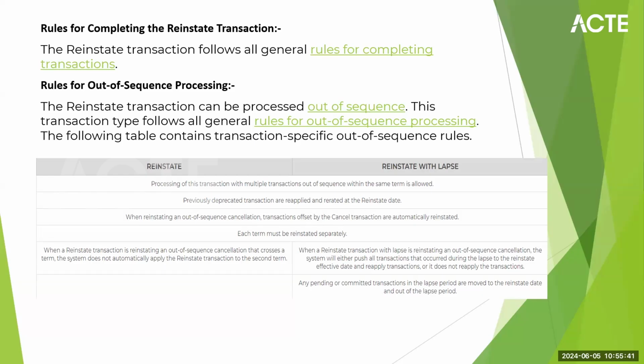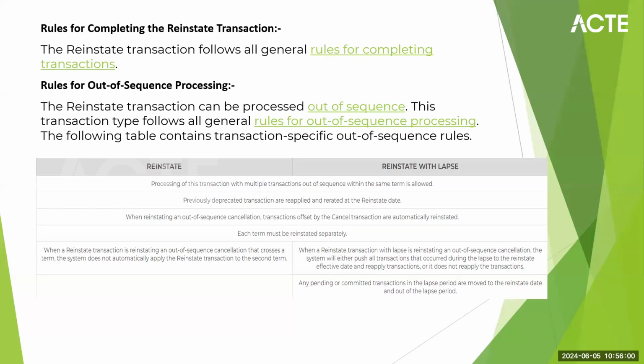When reinstating an out-of-sequence cancellation, the transactions offset by the cancel transaction are automatically reinstated. Nothing but the cancel transaction will be reverted back, and whatever previous transactions there are, the details will be the same as they were. Each term must be reinstated separately.